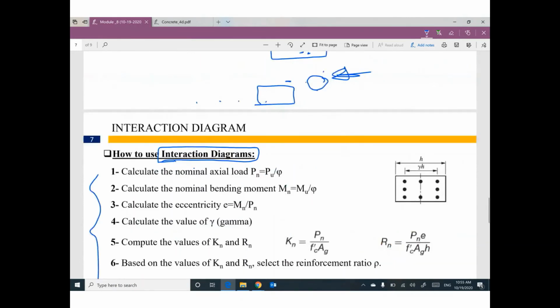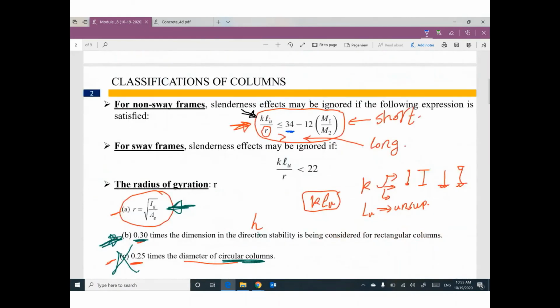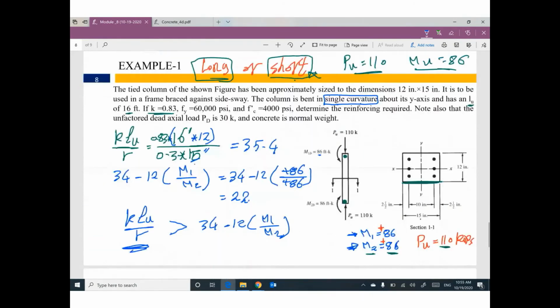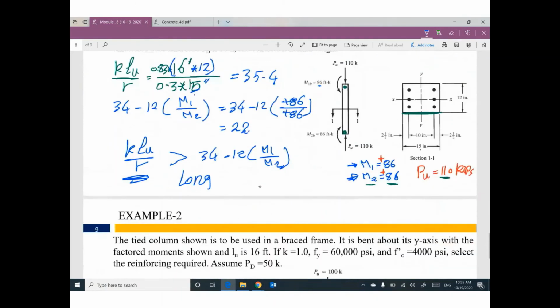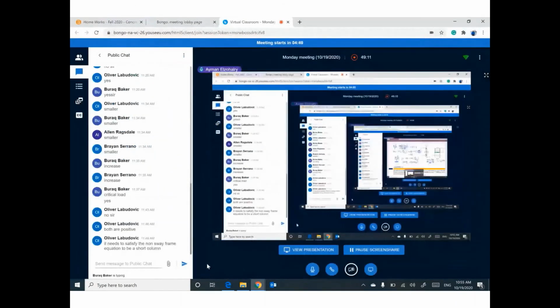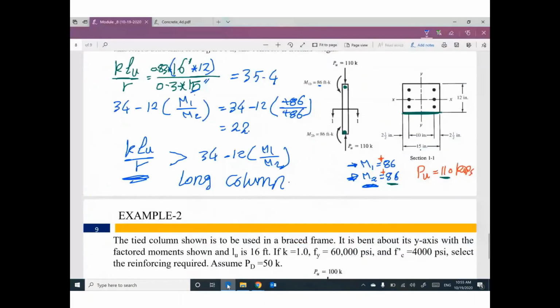If this one were smaller, buckling is not considered. But this one is greater. So this column is a long column. So we need to adjust this M2 first to consider the effect of buckling, and then we can use the interaction diagram. Any question so far? Looks good. Step by step. Okay, let's consider the effect of buckling.